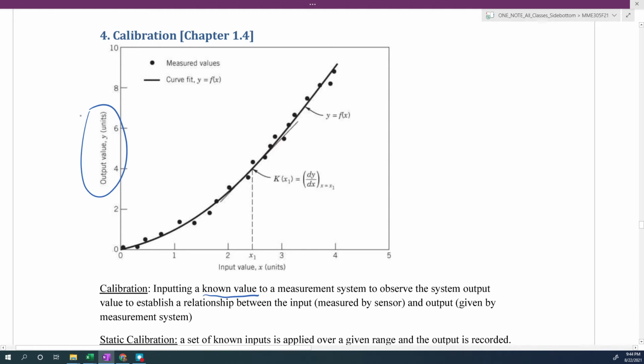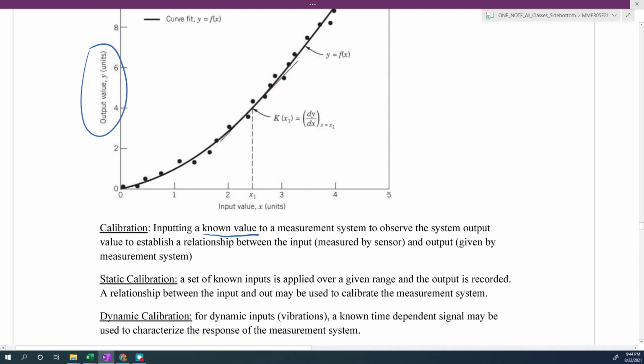We can do two types of calibration: a static calibration and a dynamic calibration. Static calibration is where we apply known fixed amounts to the system. We record the output value, and we can then determine the relationship between the two variables. You can think of it as saying y is a function of x. So basically what we're doing for calibration is determining y as a function of x.